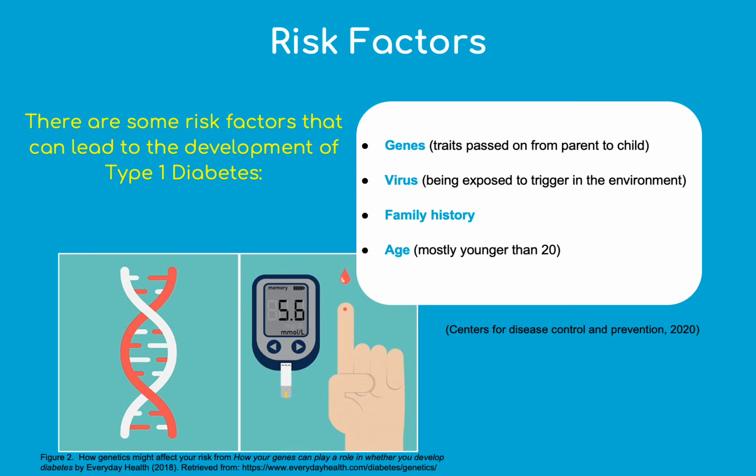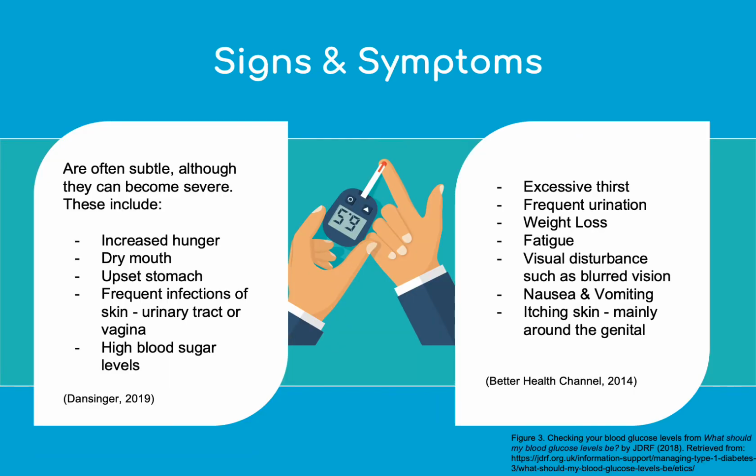And you can get type 1 diabetes at any age, but it's more likely to develop when you're a child, teen, or young. There are signs and symptoms to recognize for those with type 1 diabetes. While some of these signals may be subtle, they can become severe. Some of the signs and symptoms can include increased hunger, since glucose from the blood cannot enter the cells due to the lack of insulin or insulin resistance, so the body can't convert the food you eat into energy. And that lack of energy then causes an increase in hunger.